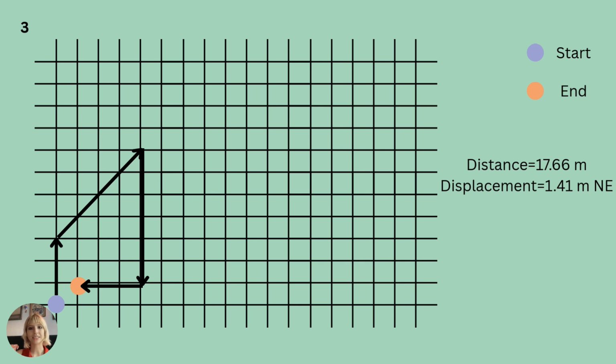Here we have the distance is 17.66 meters and the displacement is 1.41 meters northeast. Okay, whoa. I clicked a button, sorry.